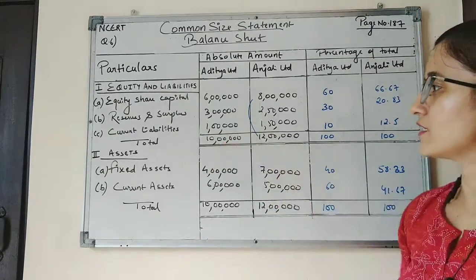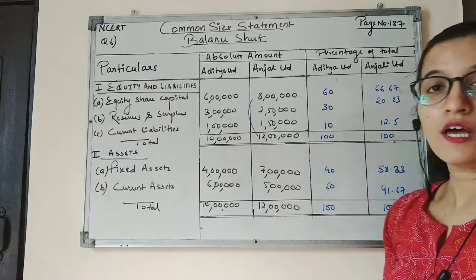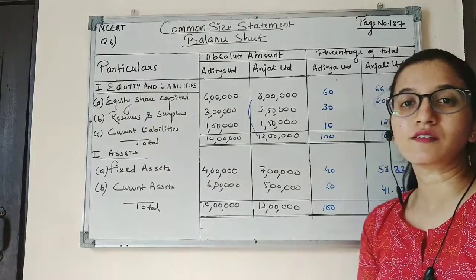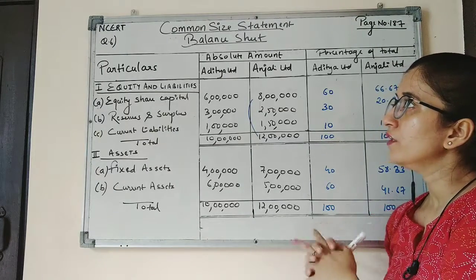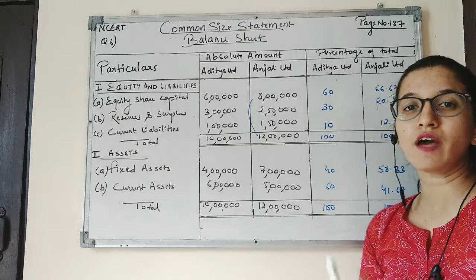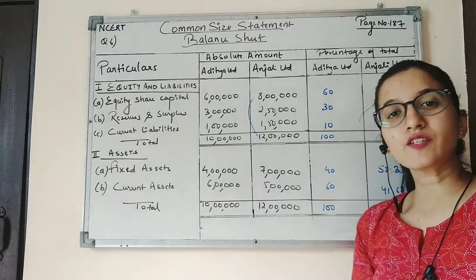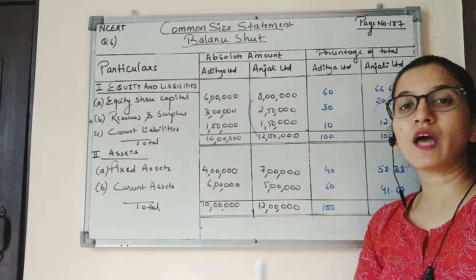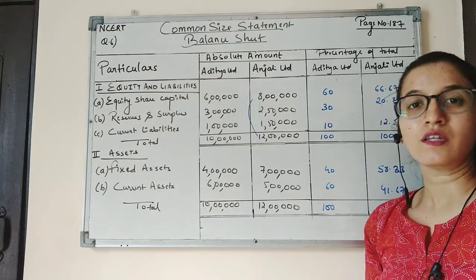Here the total of the asset side is equal to the total of the liability side. So we can say that the balance sheet here is balanced. So here we have discussed in this session the two types of balance sheet, comparative and common size balance sheet. In the next video, we will discuss the common size profit and loss account and comparative profit and loss account. That's all for today.